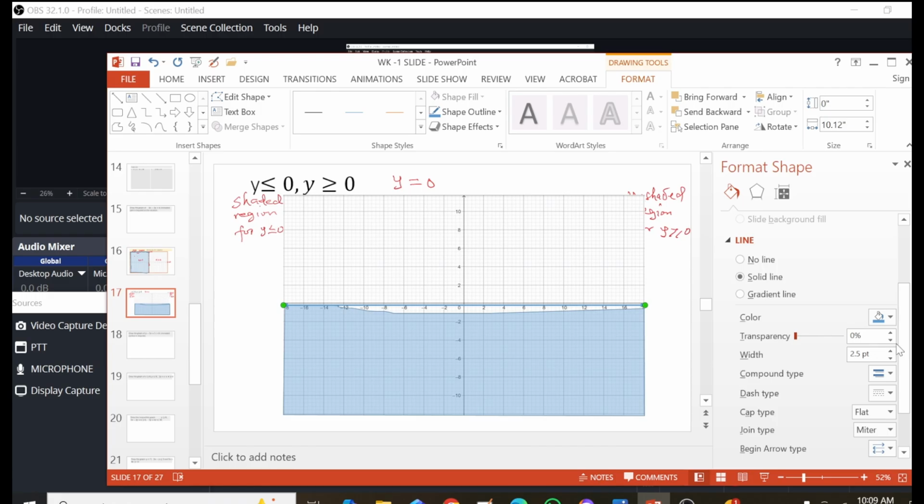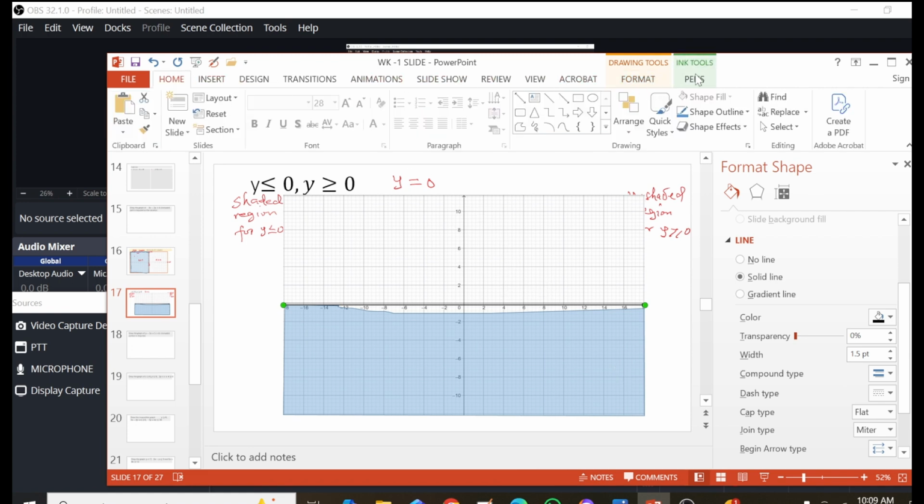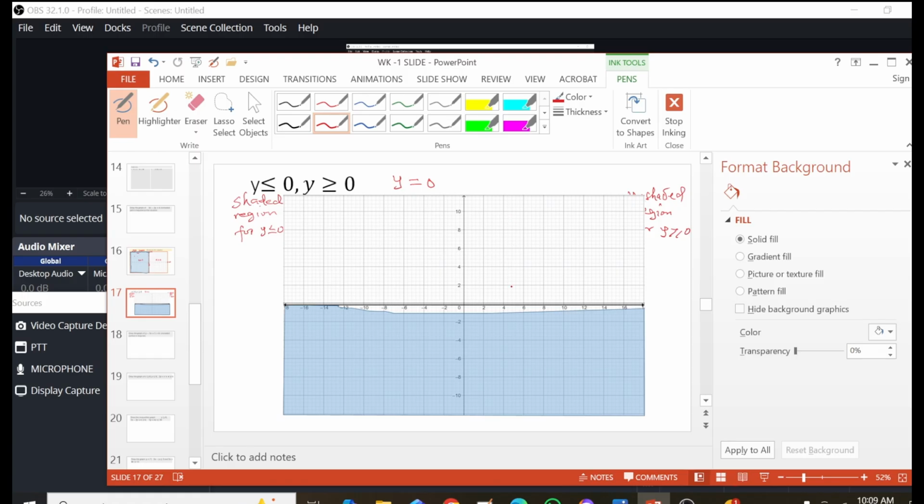That line should be thick. Then let's make it black. And it's going to be a thick line because it's greater than or equal to. So this line here, which is where y is equal to 0. Y is equal to 0 here.